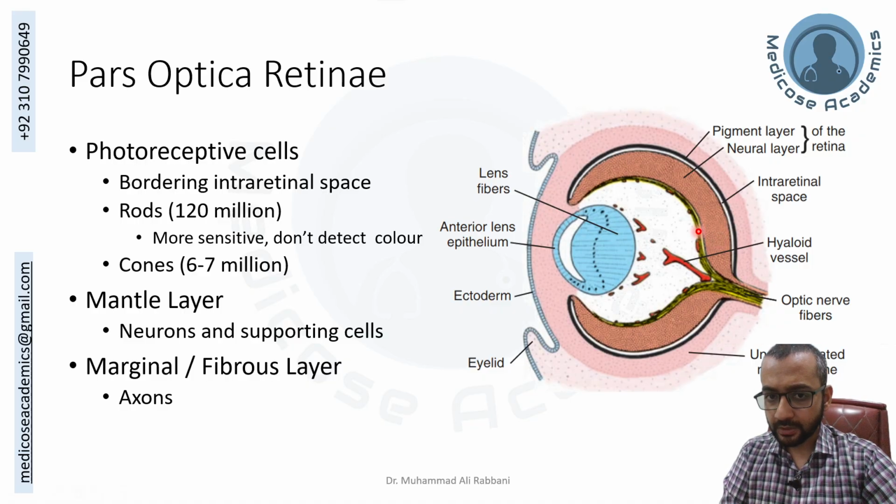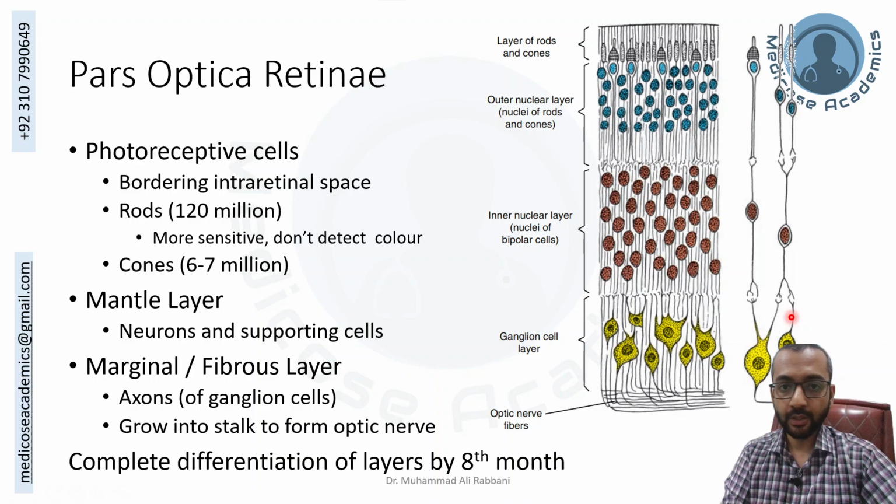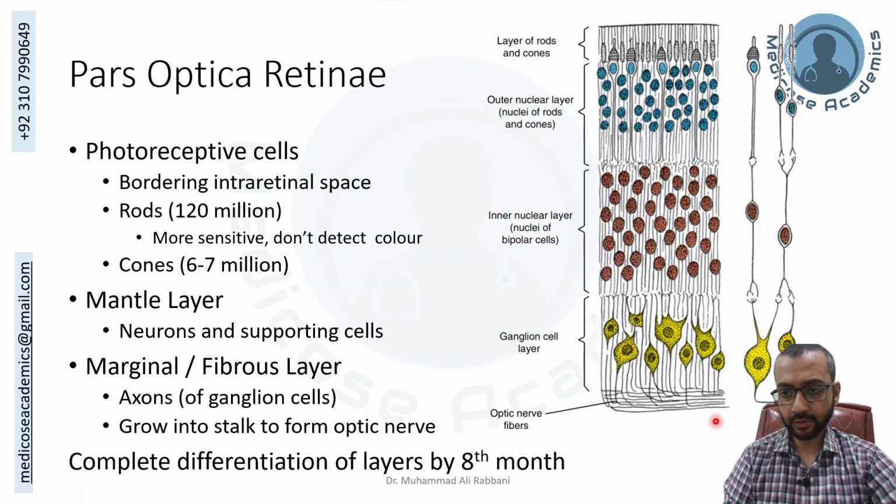And the topmost layer, or this is the marginal layer. Here are the exiting axons that gather towards the optic disc and exit through the optic nerve towards the eye, towards the thalamus, and then on the way to the telencephalon. So these are the 3 layers of neurons that are formed.